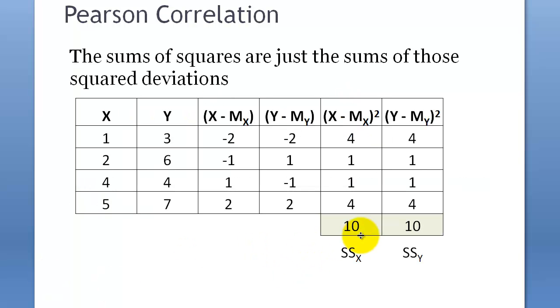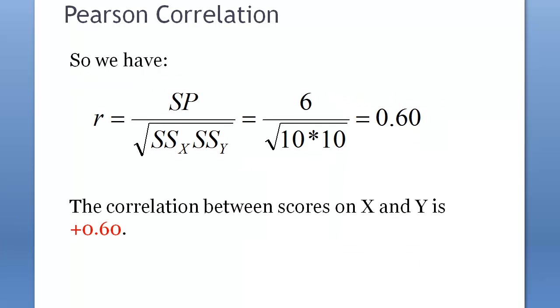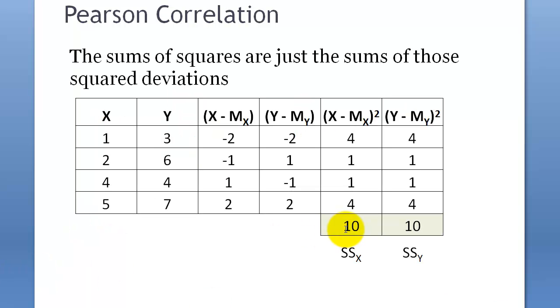You multiply the sum of squares of x by the sum of squares of y, and you get the root. Why do you do that? This is going to be another topic for another video. So when you do the sum of squares of x times the sum of squares of y, it's going to be 10 times 10, and it's 100, and the square root of that is 10.